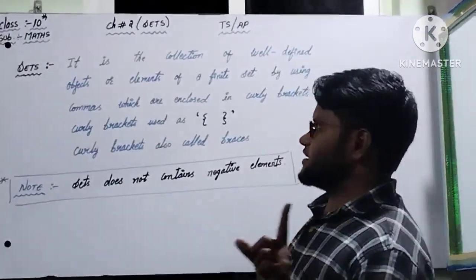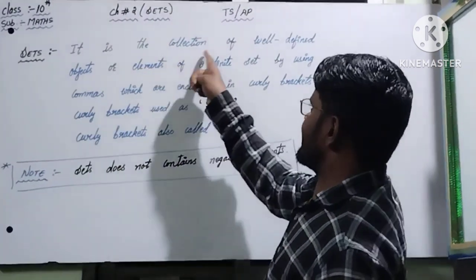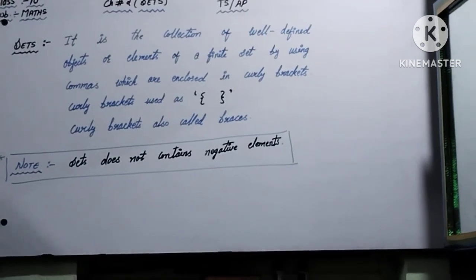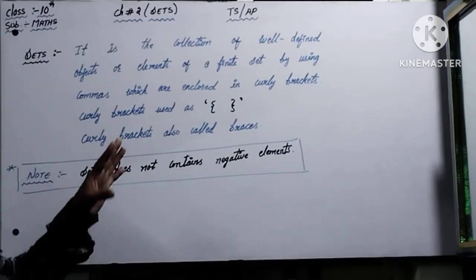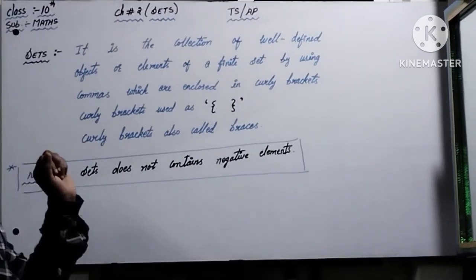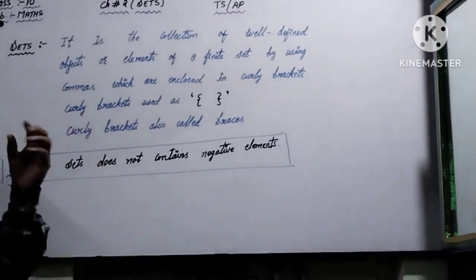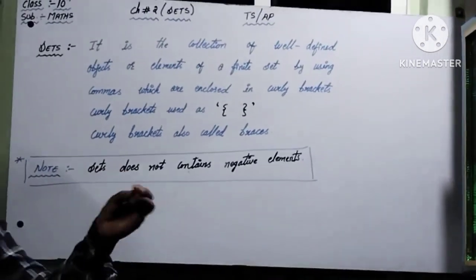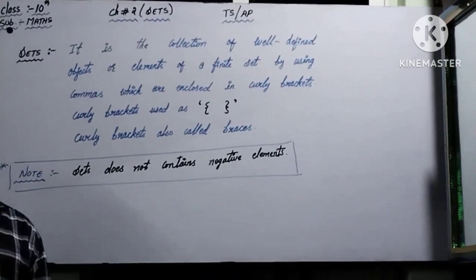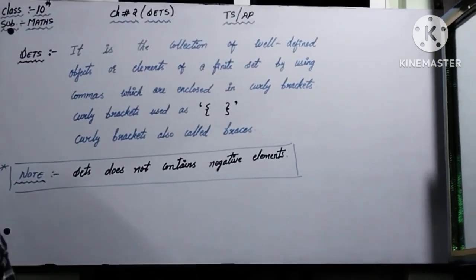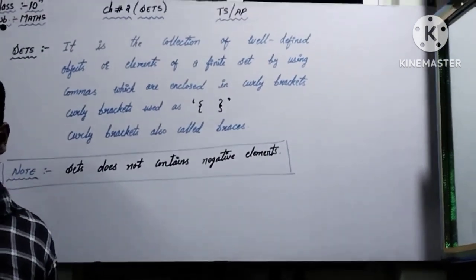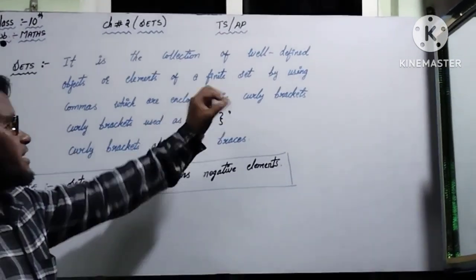The definition of sets is: it is a collection of well-defined objects, also known as elements. We write these objects or elements using commas in between the elements, which will be in a finite set. What do you mean by a finite set? I will explain about all the sets.